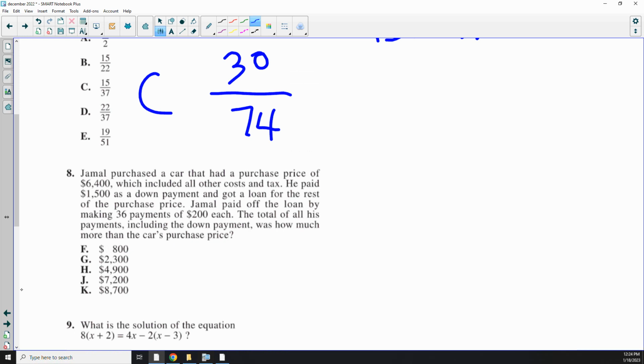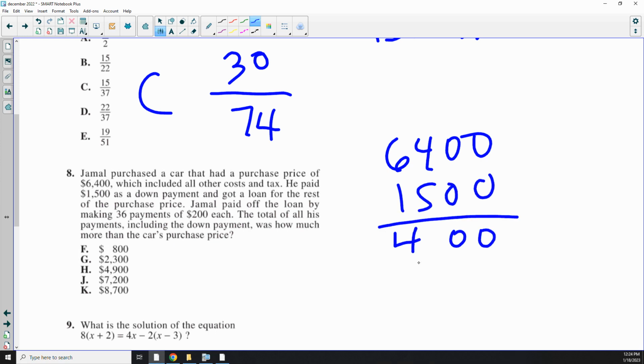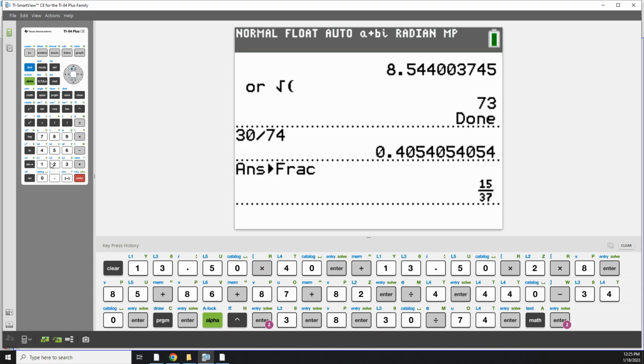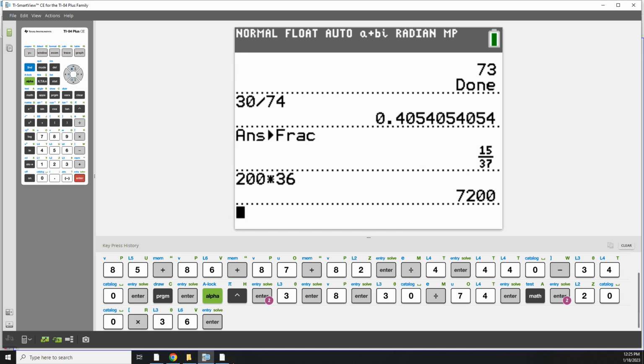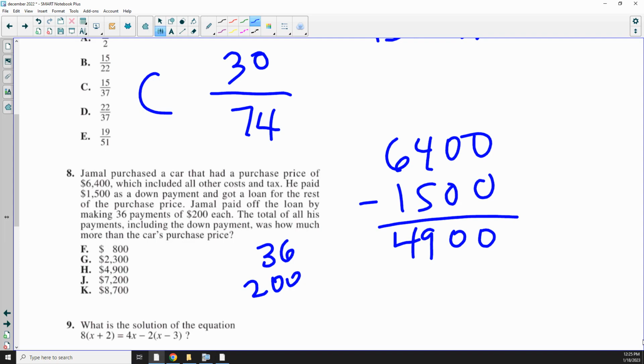This one's on the one I sent home last night. Same problem. Jamal purchased a car for $6,400. He down paid $1,500, so he now owes the difference, which is $4,900, right? Then he makes 36 payments of $200 each. So how much is that? You multiply 36 times 200, and you get a total of $7,200 paid on the car, huh?